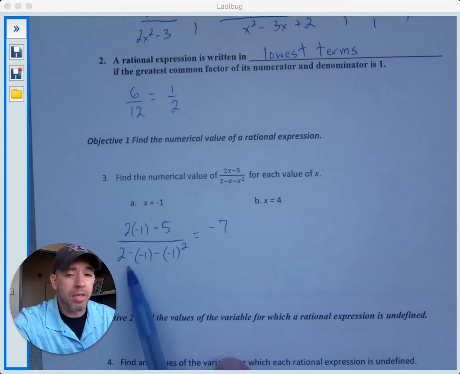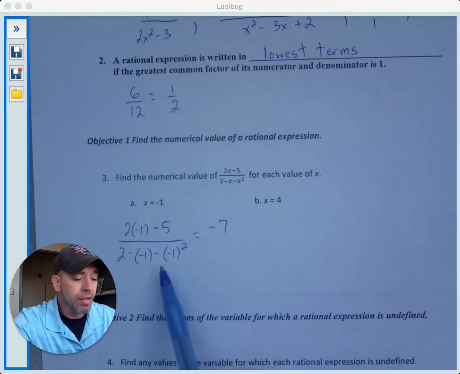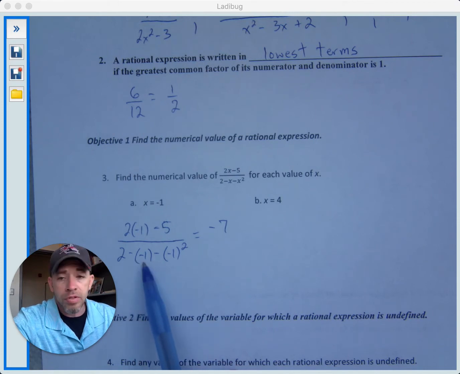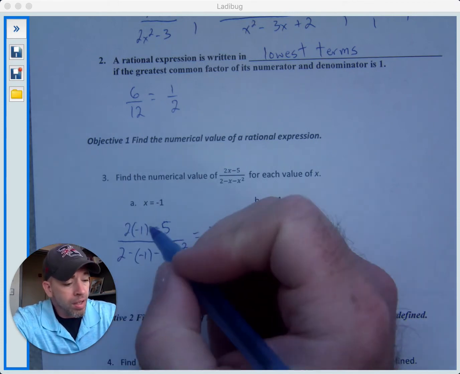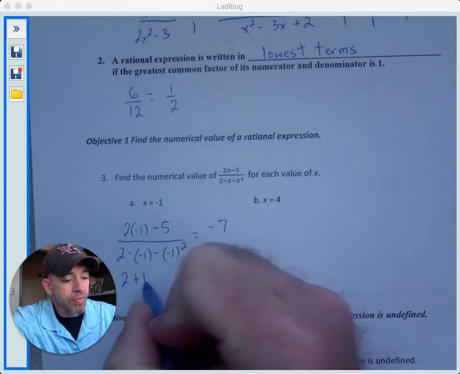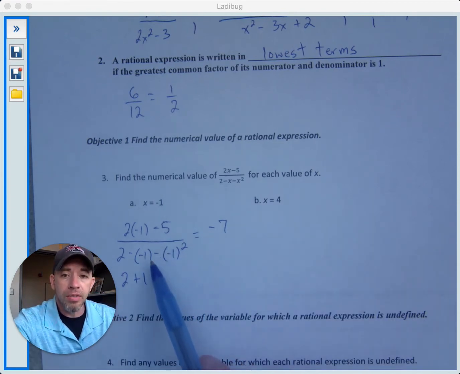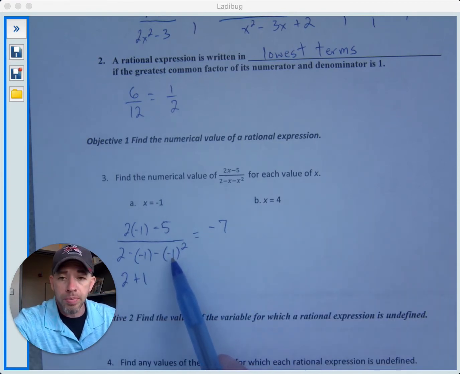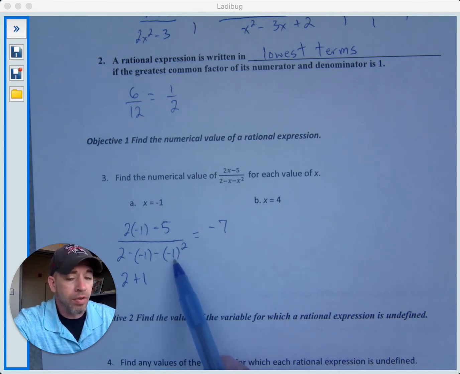On the bottom, I'm going to do a little bit of simplifying because there's a lot of negatives here. Minus a negative is really a plus, right? So this would be 2 plus 1. Now we can't do that here. We can't do minus the negative and change it to a plus, because order of operations tell us we have to do the exponent first, right?